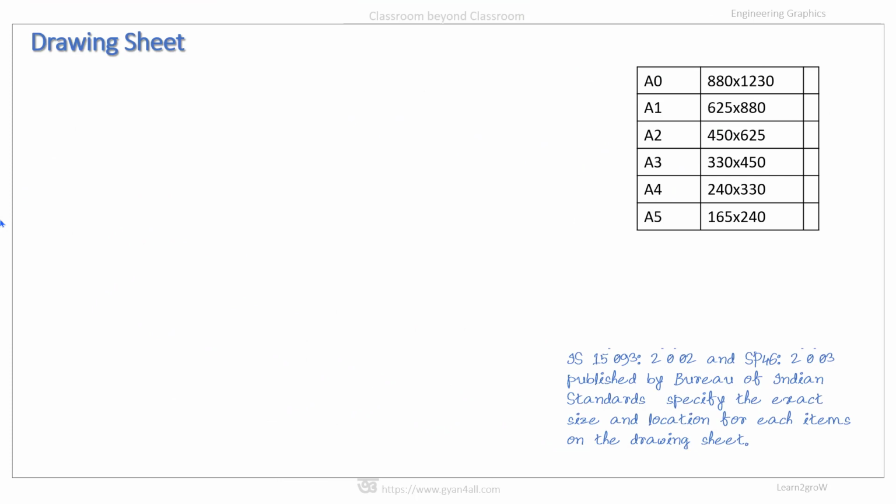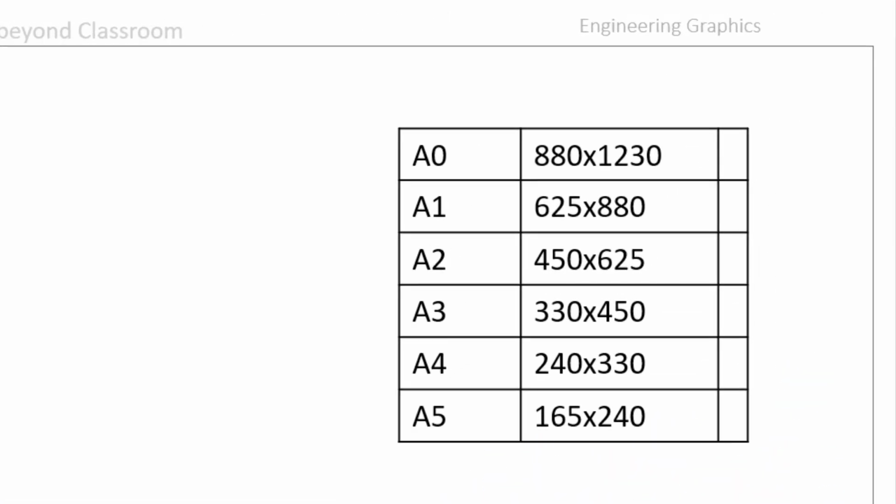Drawing sheets. I think this is the most important thing to know about the drawing sheets. Drawing sheets or drawing papers are available in many sizes. And the designation of the sizes are like this: A0, A1, A2, A3, A4, A5, etc. depending upon the size of the drawing sheets. So this is the length and width of the drawing sheets. These dimensions are in millimeter. This is as per ISI.